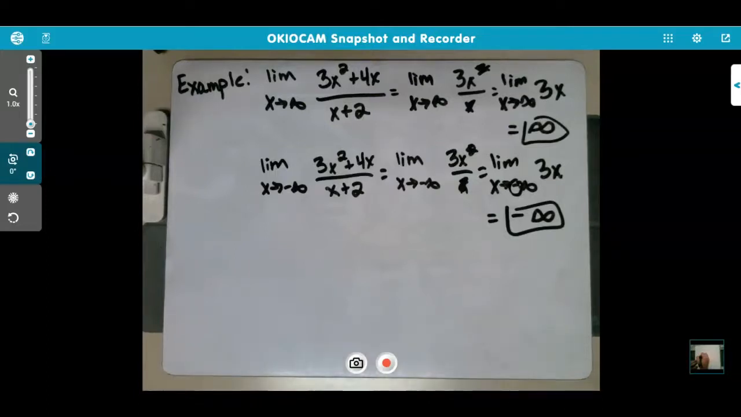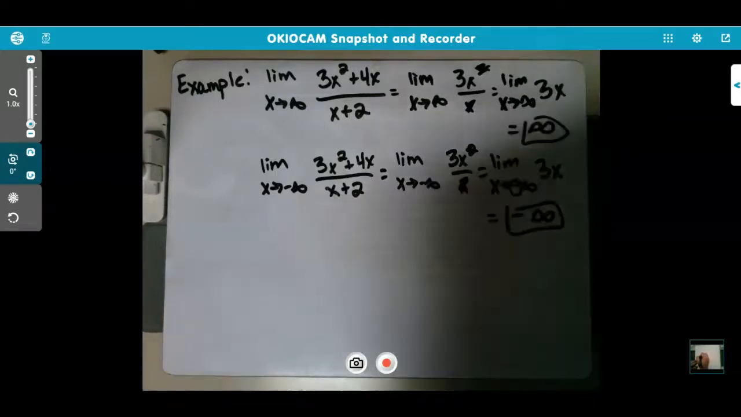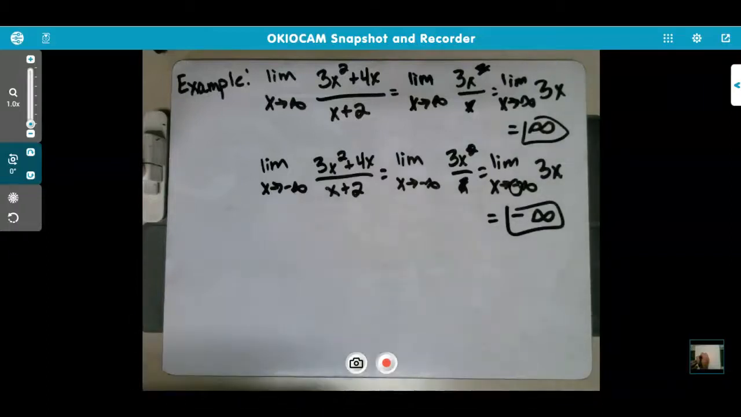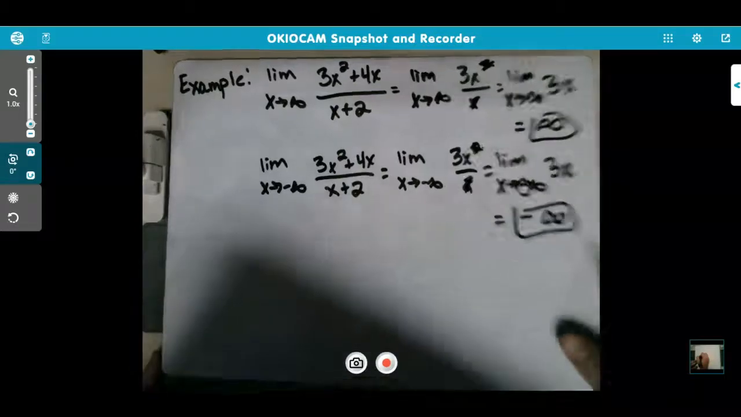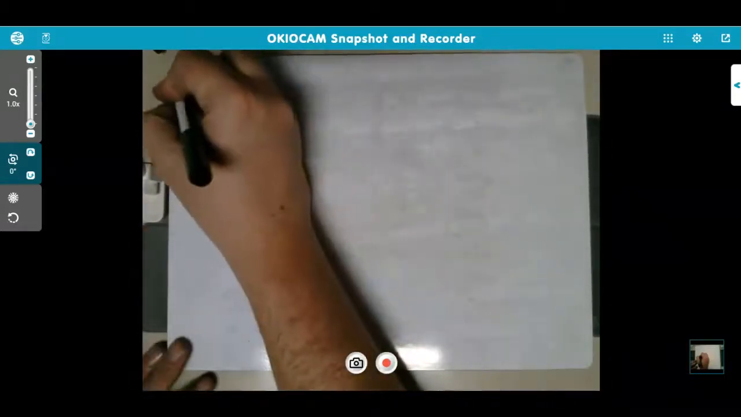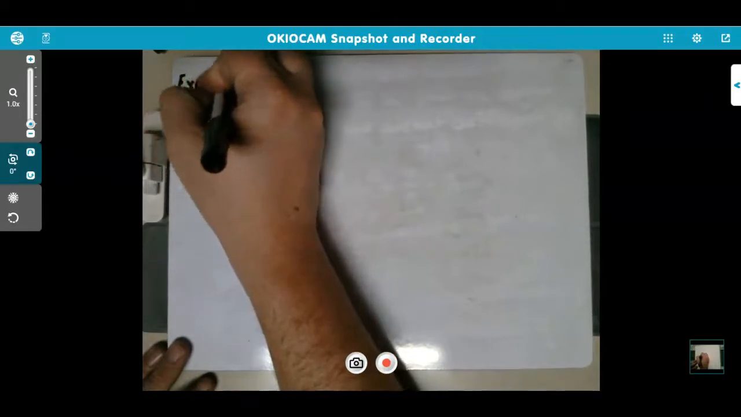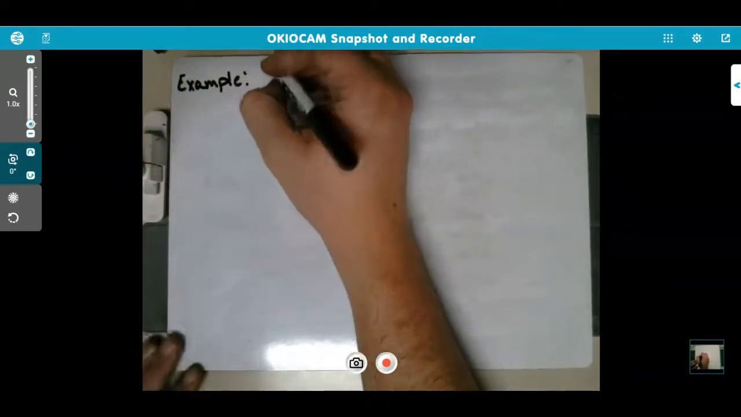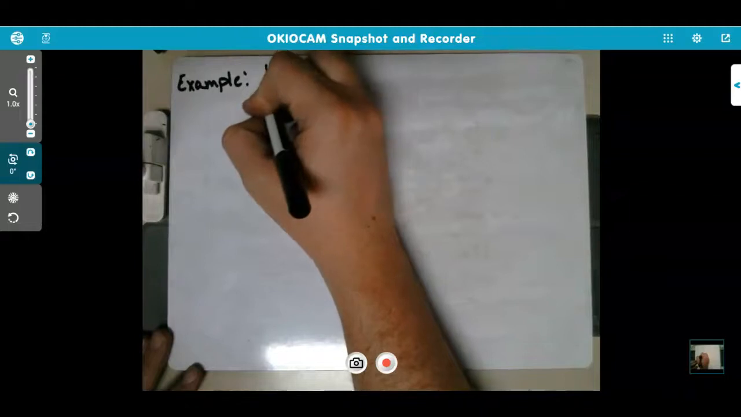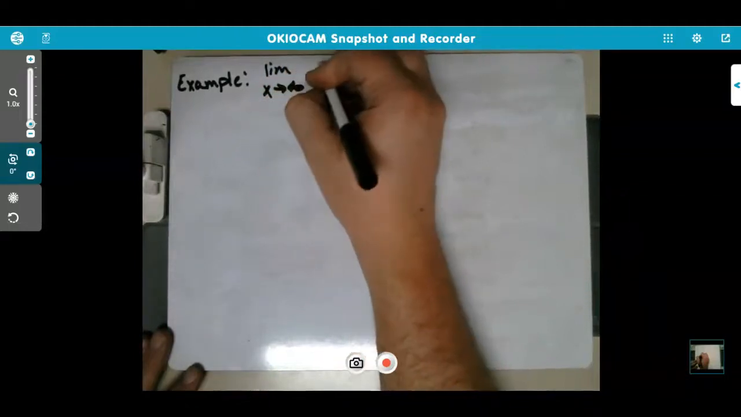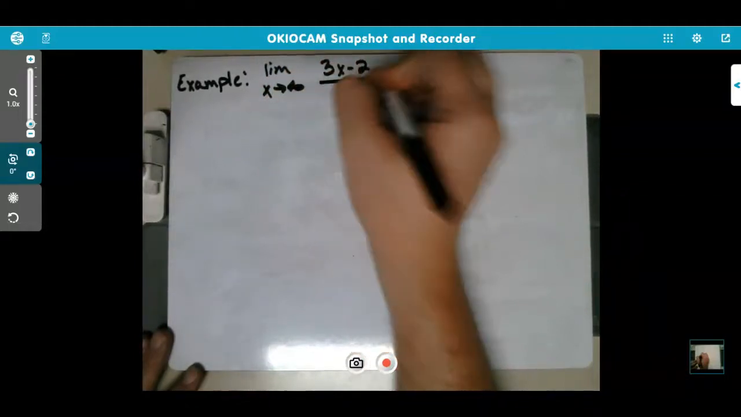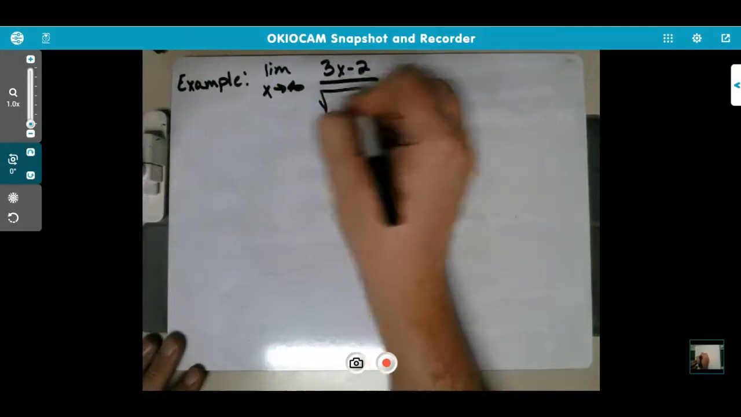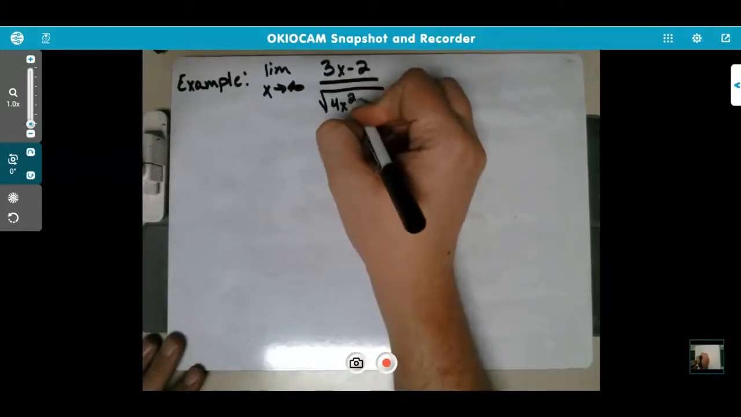Another example that I really like, I'm going to get another board for this one as well. This example is really good. This is going to be the limit as x goes to infinity of (3x minus 2) over the square root of (4x squared plus 5).